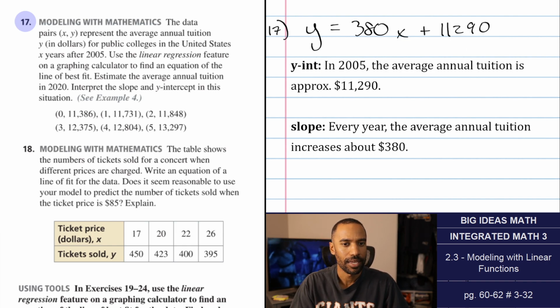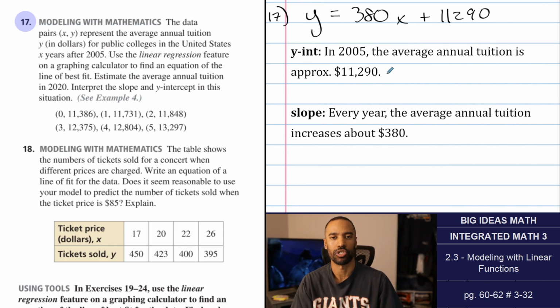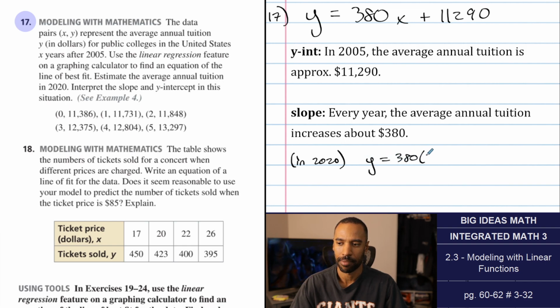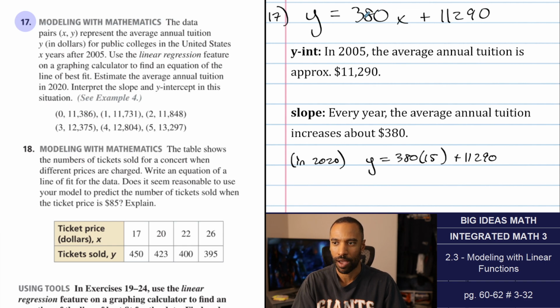Okay, so now they did say estimate the average annual tuition in 2020. Now the year 2020 is 15 years after 2005. So we're going to say when x equals 15 in 2020. So we're going to say y equals 380 times 15 plus 1290, etc. Now here's where I'm a little wishy-washy on my stuff, because I did write rounded values.